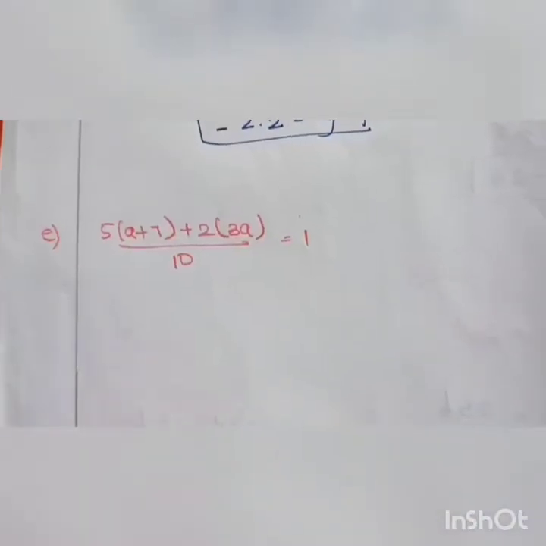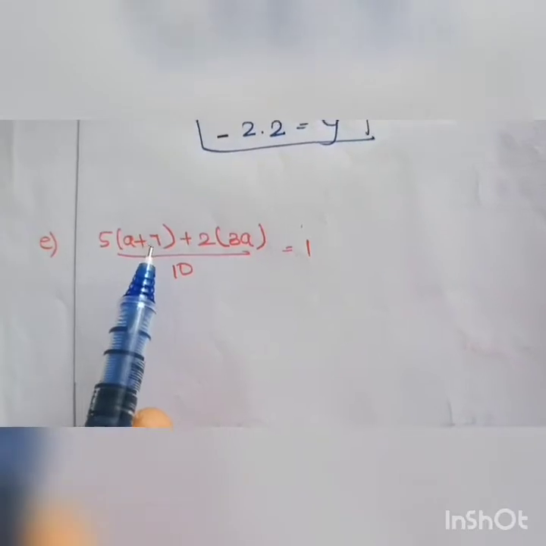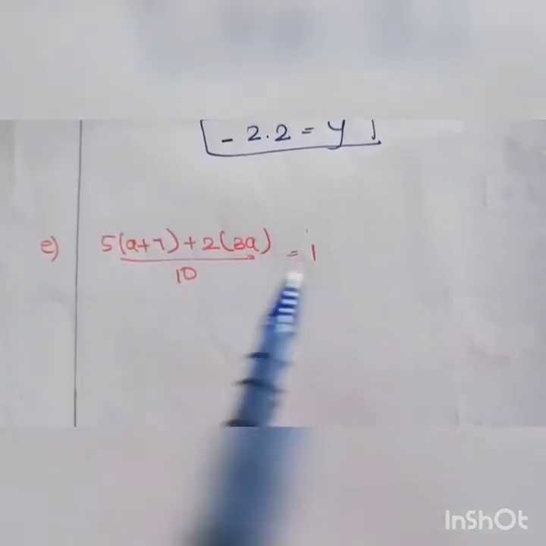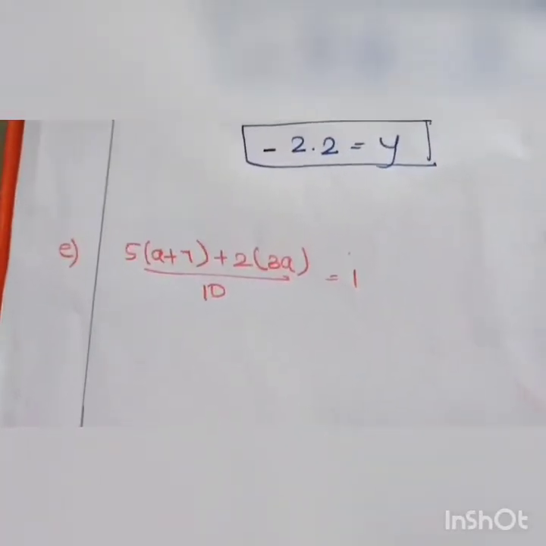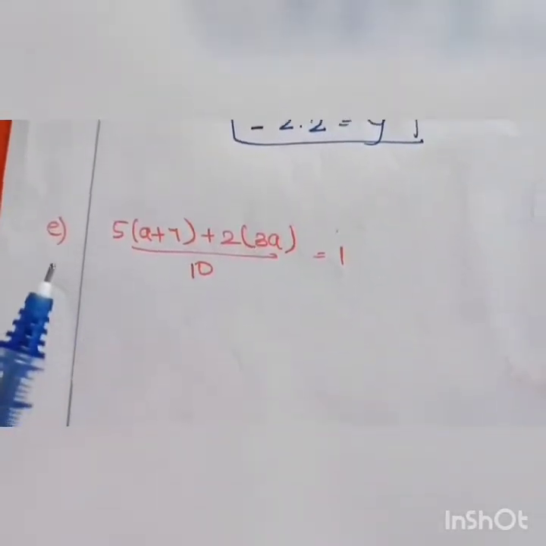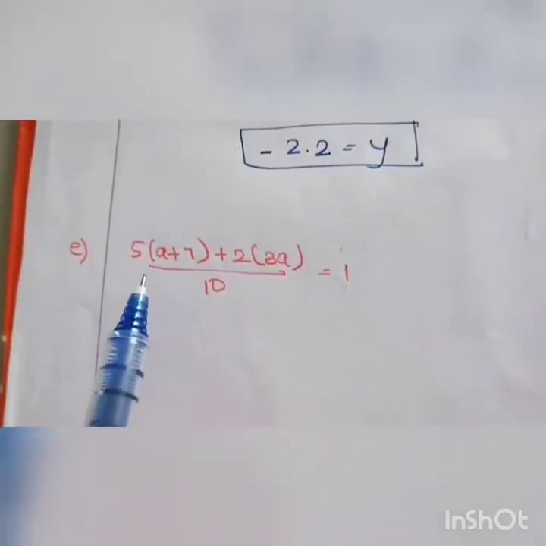Now in the first question we can see the E sum. 5 into a plus 7 plus 2 into 3a by 10 equal to 1. So this is our question. In this, what is the variable involved? Here the variable a is involved, isn't it? So we have to find the value of a for this question. So what is the first step?